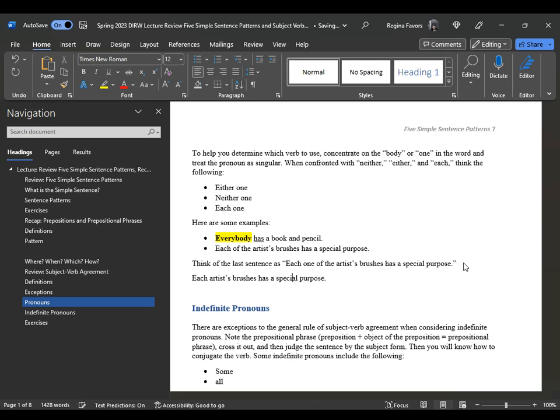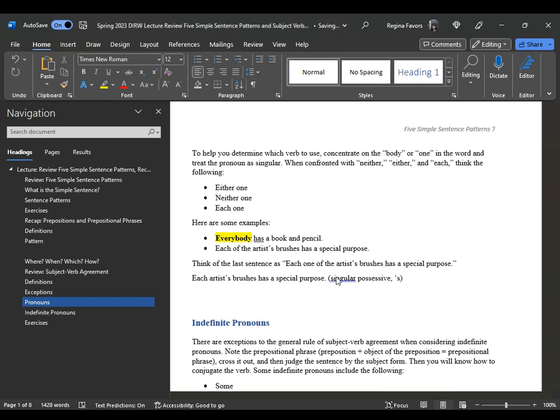Here it looks a little weird because artist here could be singular possessive, but it could also be plural possessive. So this will be considered singular possessive, as in adding an apostrophe s to the subject. If we wrote it as plural, each artist brushes has a special purpose. Now it looks kind of weird. This could be plural possessive, where the apostrophe goes after the s.